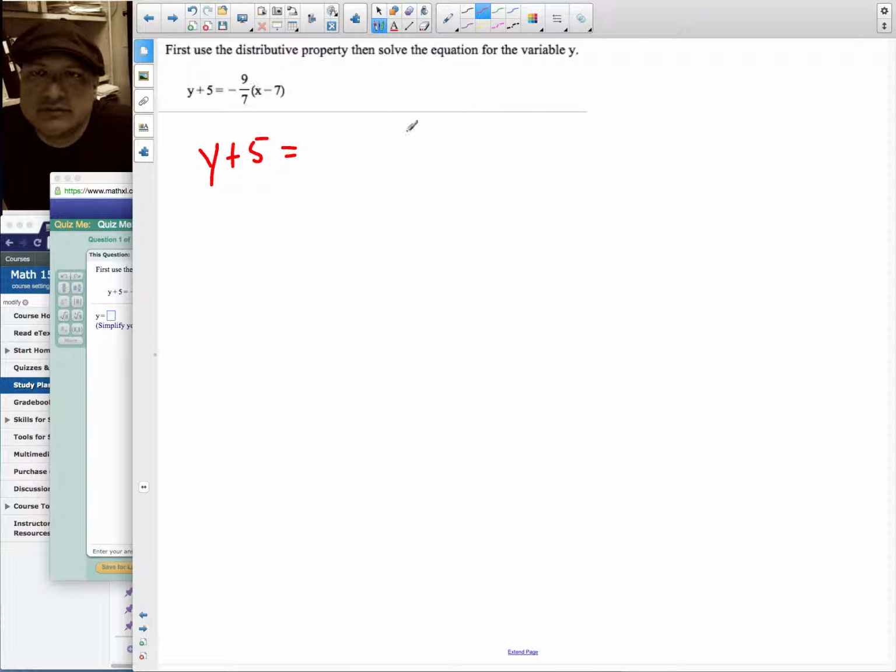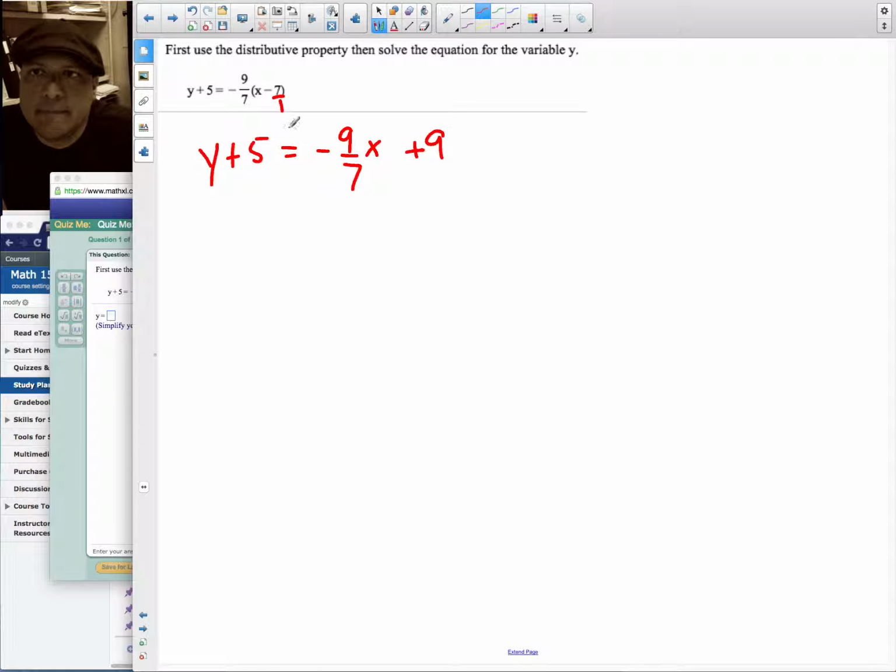We distribute this, so it's negative 9/7 x. Now notice here this negative and this negative become a positive. The 7 and the 7 are going to cancel out. If you want, you can think of this as over 1. So the 7's cancel out, and I'm just left with plus 9. Okay, 9/7 times 7 is just 9.